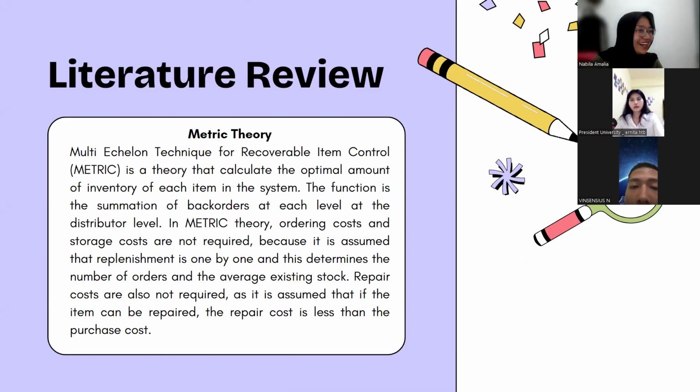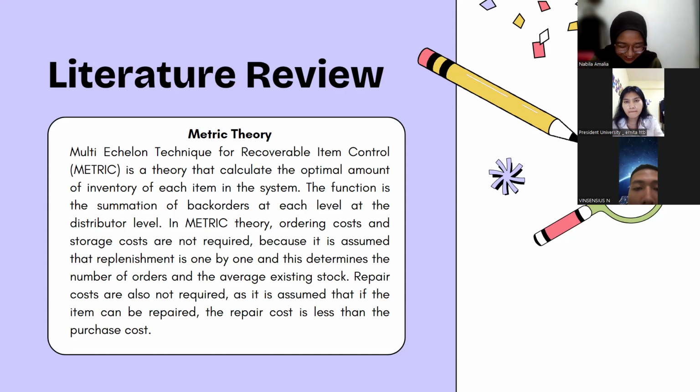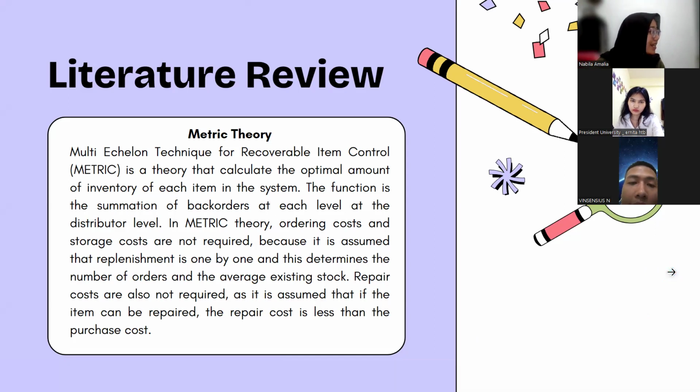In METRIC theory, ordering cost and storage costs are not required because it is assumed that replenishment is one by one and determines the number of orders and the average existing stock. Repair costs are also not required, as it is assumed that if the item can be repaired, the repair cost is less than the purchase cost.